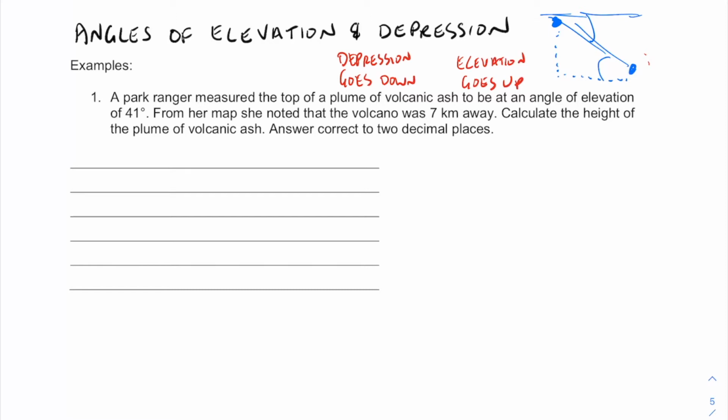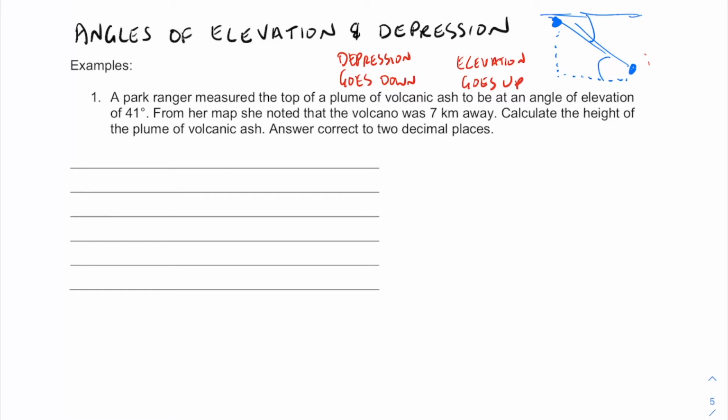The ranger is walking through their forest, their park, wherever it might be, and there's a plume of volcanic ash spewing out of the top of the volcano. Maybe not a fully active one, just a bit of a burp. The plume bursts up, and this park ranger measures the angle from the ground level up to the top of the plume at 41 degrees.